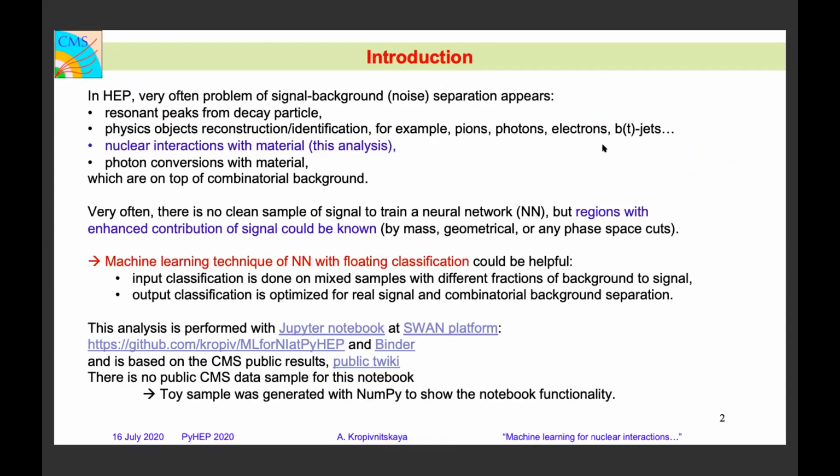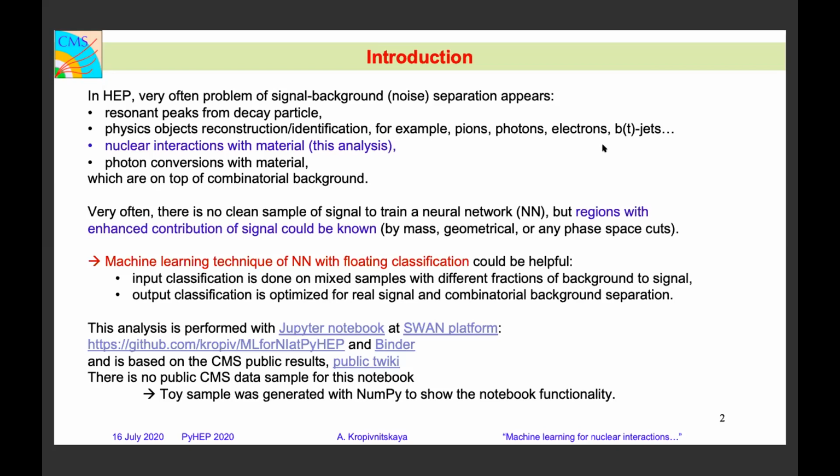In HEP, the problem of signal background separation appears very often. For example, this could be a resonance peak from a decaying particle, physics object reconstruction or identification, nuclear interactions with materials, which is the topic of this analysis, or photon conversion with materials, and all these signals appear on top of combinatorial background. Very often there is no clean sample of signal to train a neural network, but regions with enhanced contribution of signal could be known, for example, by a mass cut or some geometrical cut or any other phase space cut.